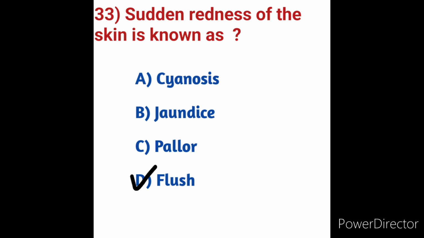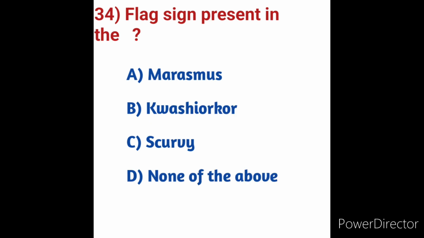Next we will move on to question number 34. Flaxine is present in which condition? What is flaxine? We will see here options. Option A, marasmus. Option B, kwashiorkor. Option C, scurvy. Option D, none of the above. What is flaxine? We will see now.